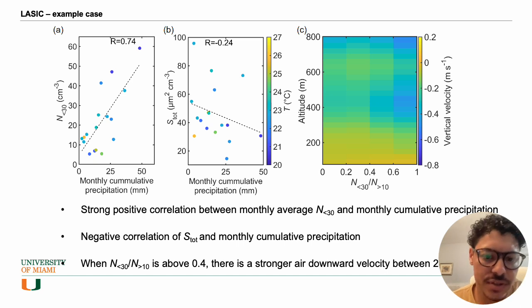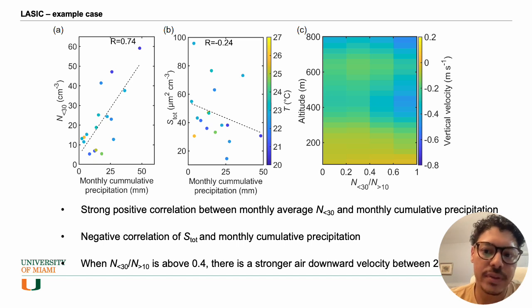Panel A shows a positive correlation between monthly average N below 30 and monthly cumulative precipitation. Also, we see the months where we have the higher N below 30 generally have the lower ambient temperature, in agreement with observations that lower temperature can stabilize newly formed particles.